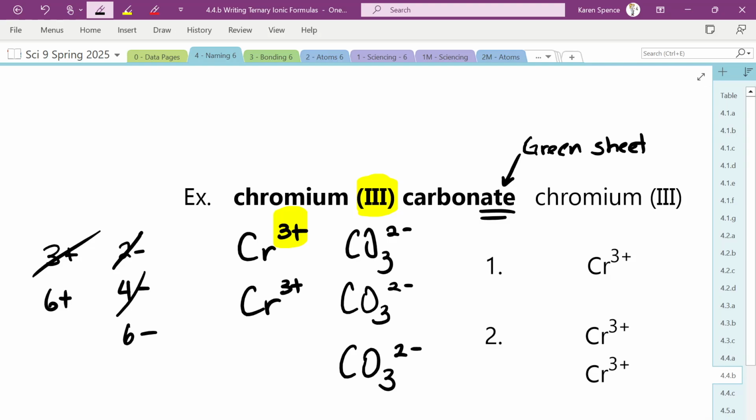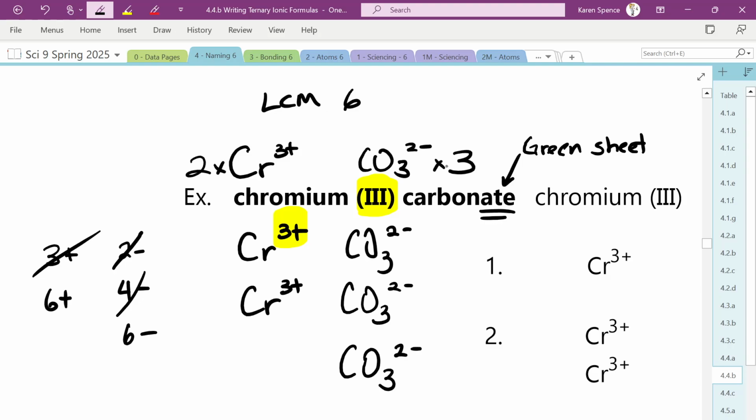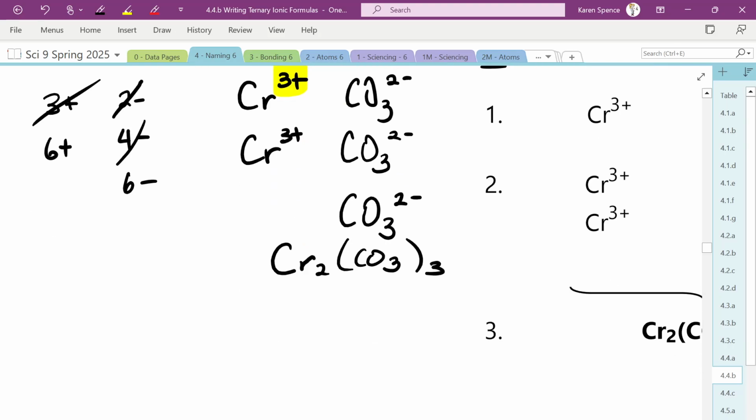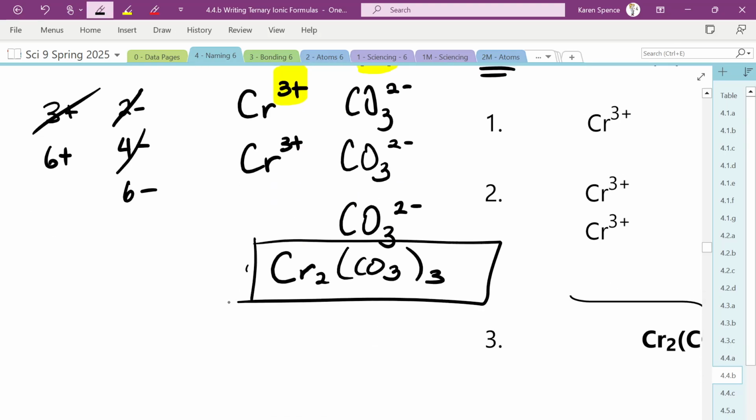If you don't want to write out the ions every time, and you're good at lowest common multiple, you can say Cr3 plus, CO3 2 minus, the lowest common multiple is 6. So I would need to have 2 of these, and I would need to have 3 of these. So that's going to be Cr2(CO3)3. Okay?